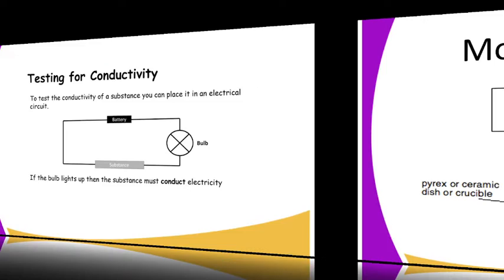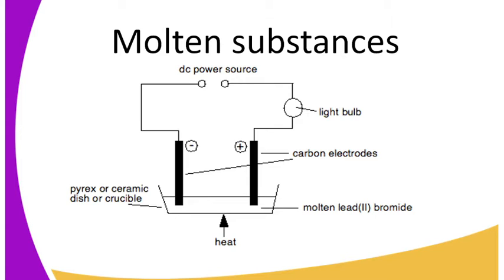An electric current is a flow of electrons and is a form of energy. We are going to investigate the effect of an electric current on some substances. Solids are good conductors of electricity, but not all solids are good conductors of electricity.